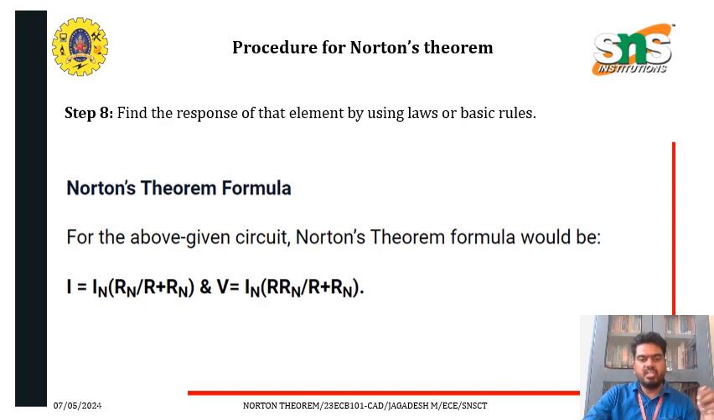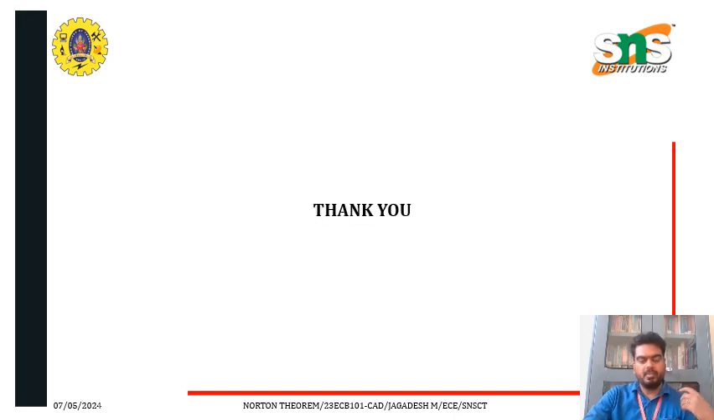Step 8, find the response of the element by using laws and basic rules. So Norton's theorem formula is I equals IN times RN divided by R plus RN, and V equals IN times RN divided by R plus RN. So this is the formula. Thank you.